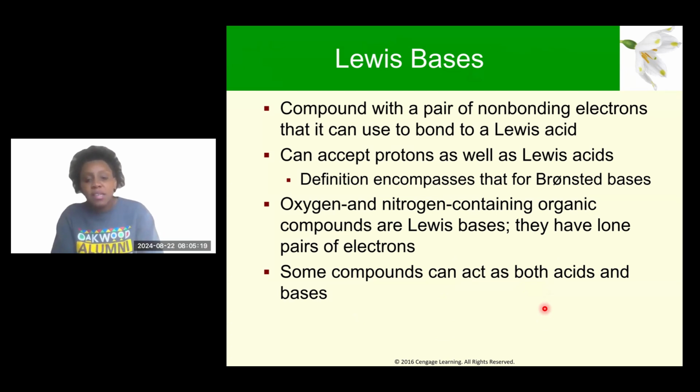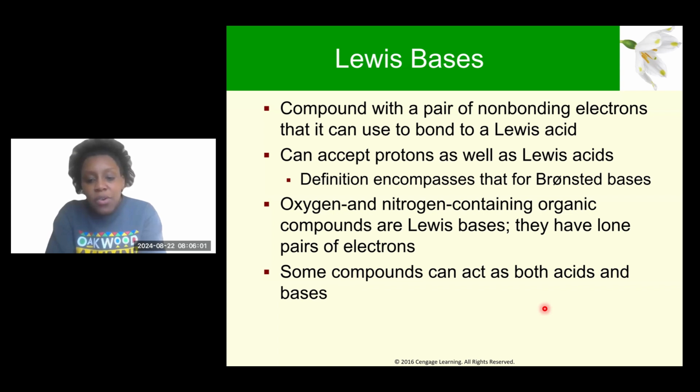All right, so Lewis bases are compounds with a pair of non-bonding electrons that they can use to bond with a Lewis acid. So this is, again, what we just talked about. You have lone pair electrons that can be used to bond to a Lewis acid, which is the orbital that is available. Now, these can accept protons as well as Lewis acids, okay? So remember that these Lewis bases can also accept protons. This definition encompasses that of the Brønsted bases.